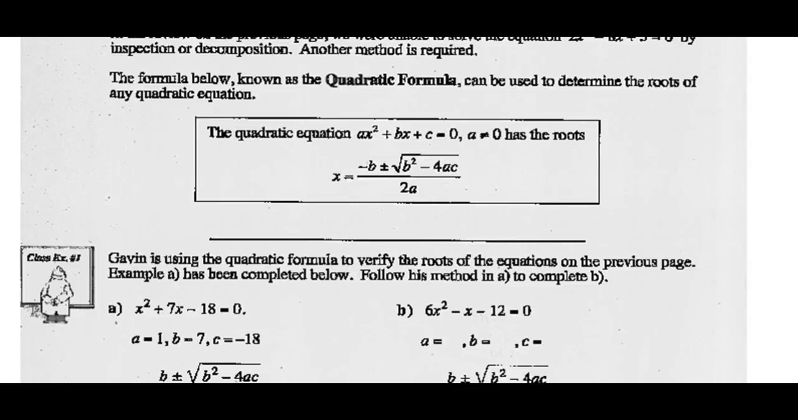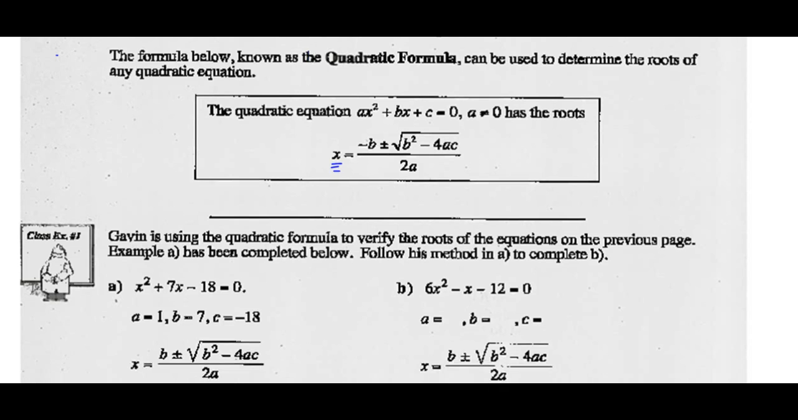When the equation is in this form, ax squared plus bx plus c equals 0, then the coefficient of x squared is a, that goes there. The coefficient of the x term is b, that goes here. And the coefficient of the constant term, or the constant term itself, is c. So we're just going to take those values and substitute them into this quadratic formula, and they'll give us the solutions for x in the equation.